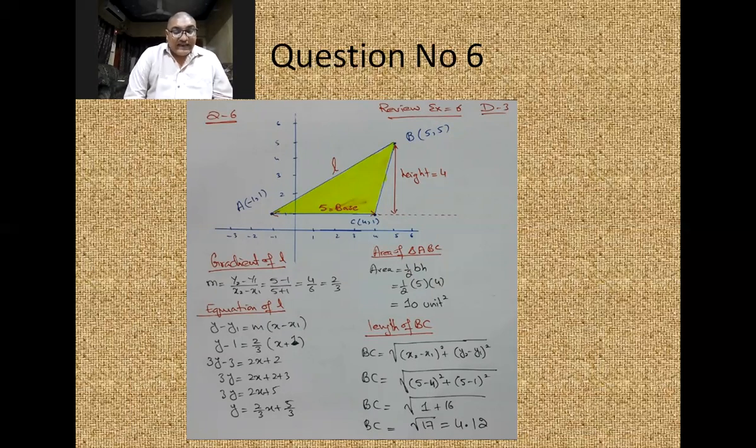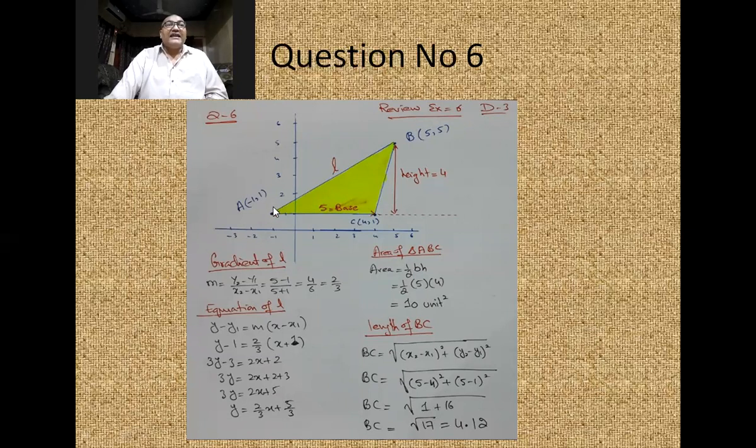The diagram shows the line L passing through the point A, which is minus 1, 1, and the point B, which is 5, 5. This diagram is given in the question. If you have your book with you, you can see this diagram. Given that C is the point 4, 1, find the gradient of L. The first question is the gradient of the line L.